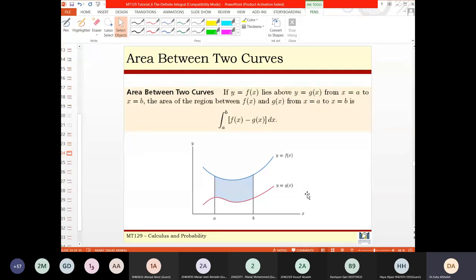Now, another important application is the area between two curves. I have two curves and I have to find the area between the two curves. This is one of the questions that should come in the final. There must be a question in the final about the area between two curves.